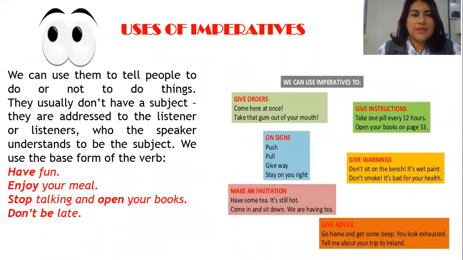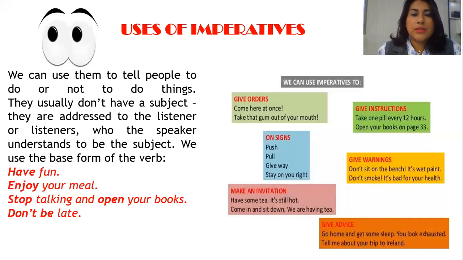Uses of the imperative. We can use them to tell people to do or not to do things. They usually don't have a subject. They are addressed to the listener or listeners, whom the speaker understands to be the subject. We use the base form of the verb. Have fun. Enjoy your meal. Stop talking and open your books. Don't be late.